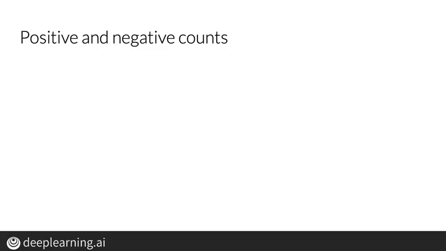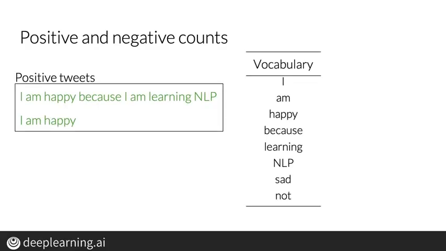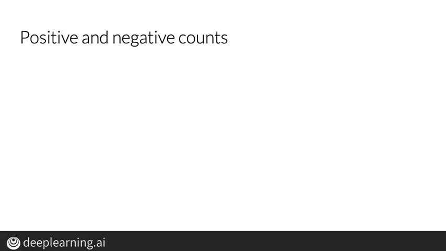Let's take the set of positive tweets. Now take a look at your vocabulary. To get the positive frequency of any word in your vocabulary, you'll have to count the times that it appears in the positive tweets. For instance, the word happy appears 1 time in the first positive tweet and another time in the second positive tweet. So its positive frequency is 2. The complete table looks like this. Feel free to take a pause and check any of its entries.